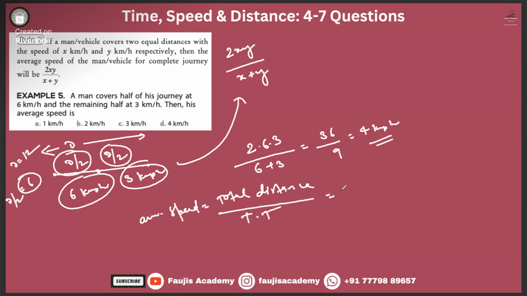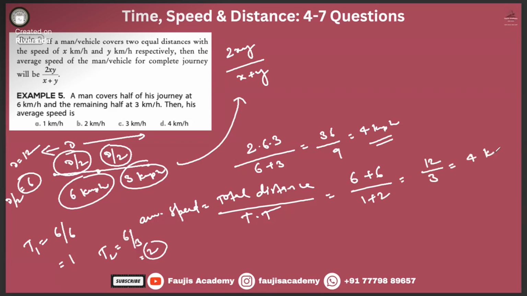So what is the total distance, guys? The distance is 6 plus 6, that is 12, and it is being covered. T1 will be how much at the first half? Distance by speed, that means 1. And T2, what will happen? Distance by speed, that means 2. So that means 1 plus 2, that means 12 by 3, that means 4 kmph. Right, guys? Is it clear?